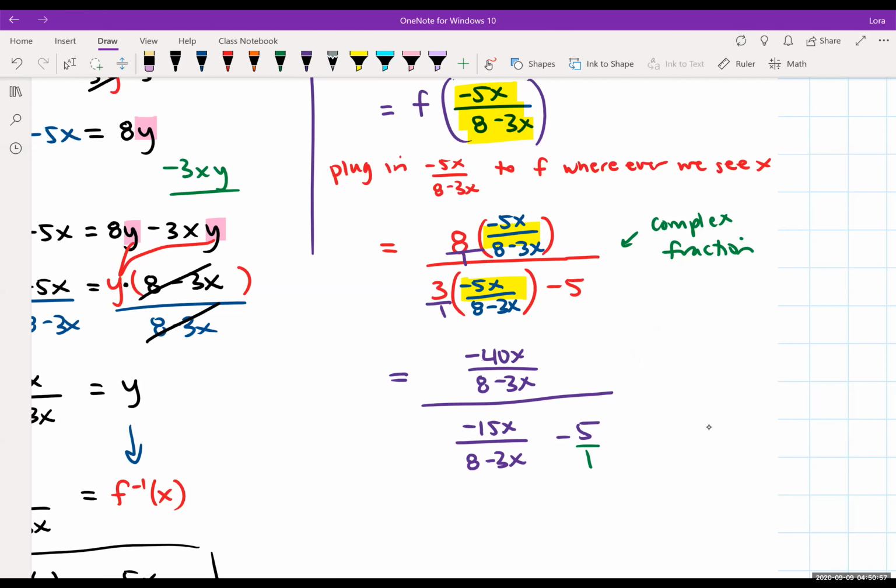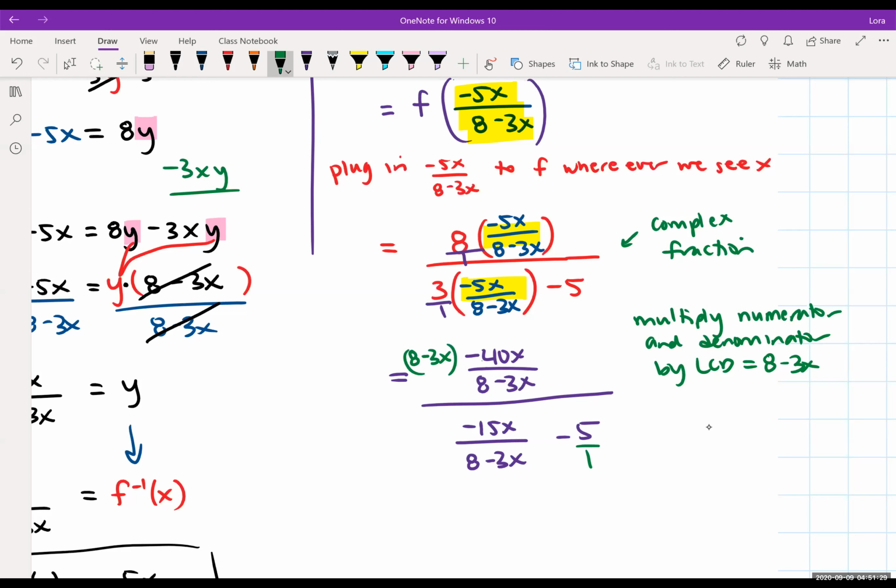What we're going to do is multiply the numerator and denominator by the LCD. In our case, the LCD is the only denominator we see other than a 1, which is 8 minus 3x. So if we were to do this, we'll take a little time. I have 8 minus 3x. I'll go in the front for you.